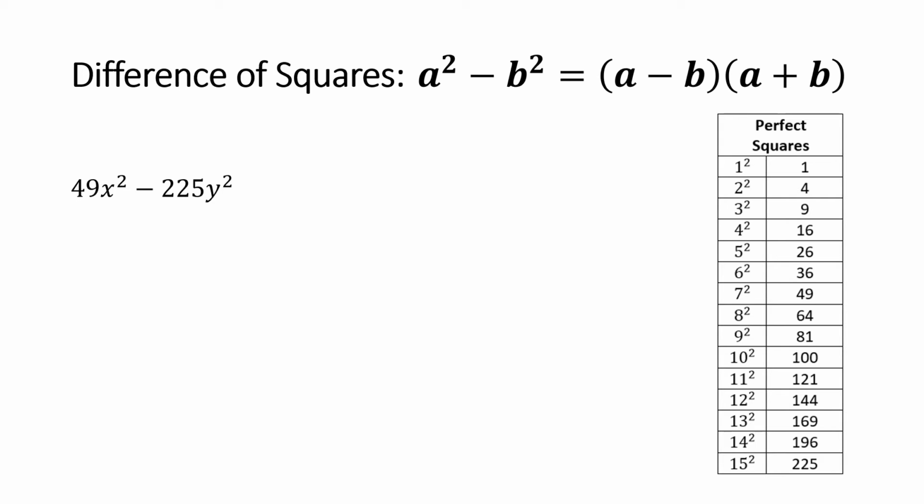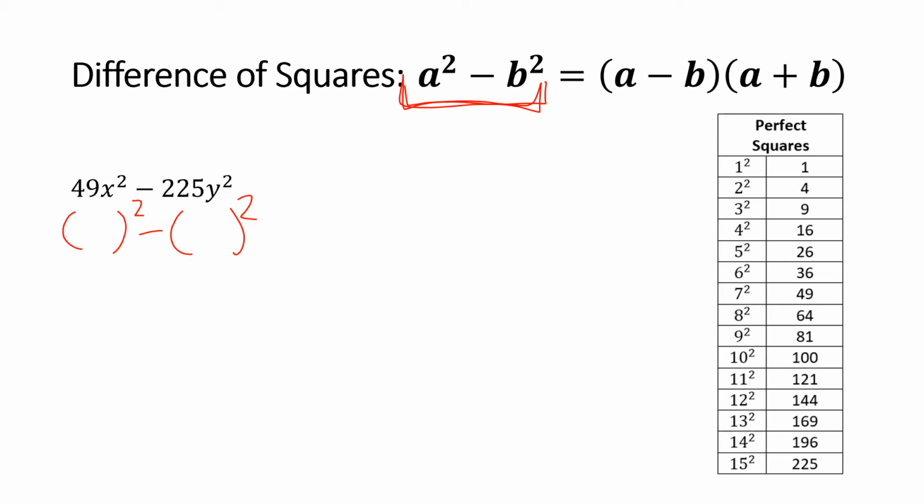Number 2, we've got 49x squared minus 225y squared. Here we notice the x squared and the y squared right off the bat, but we also see 49 is a perfect square and 225 is a perfect square. So we're going to begin by making this expression look the same as it does in our formula. So I'm going to break this down. I want to know, what exactly am I squaring here?